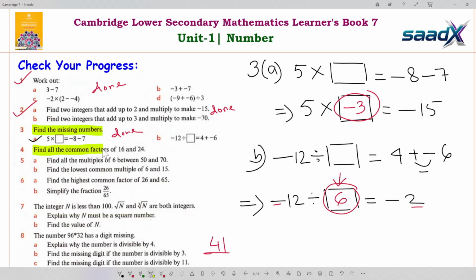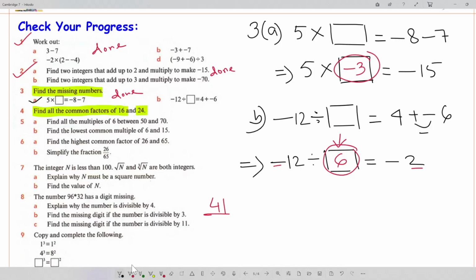find all the common factors of 16 and 24. So first we have to find out the factors of 16. So 16, 1 times 16, right? 2 times 8 is also 16. Then 3 is not possible, 4 times 4 is 16, 5 not possible, 6 not possible, 7 not possible, 8 already done. So 8 and then 16. So this is factorization of 16.